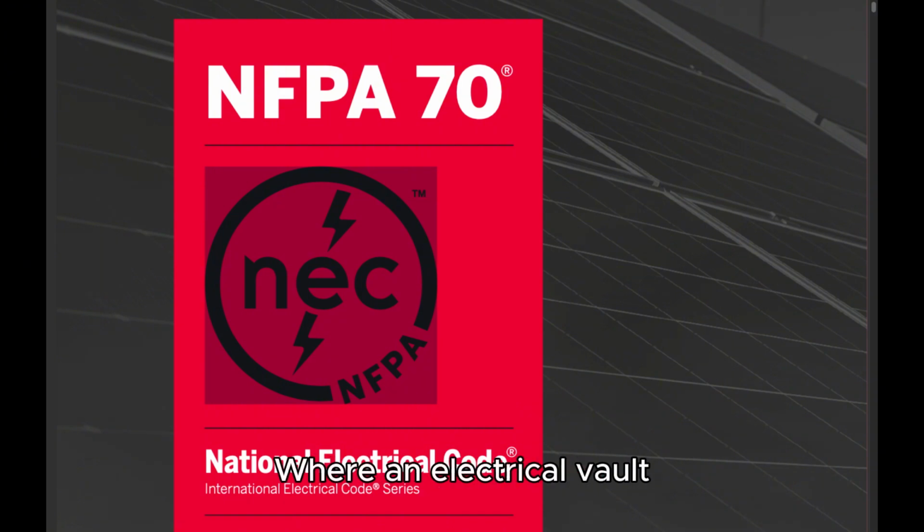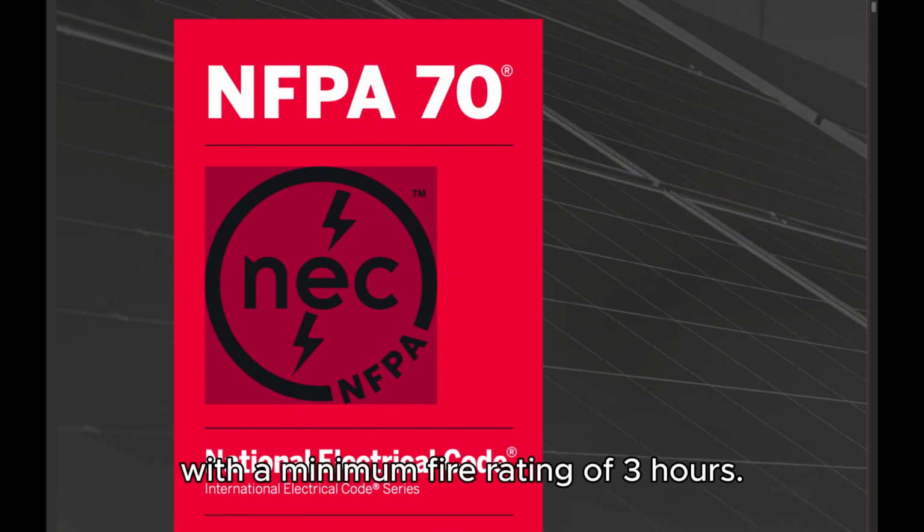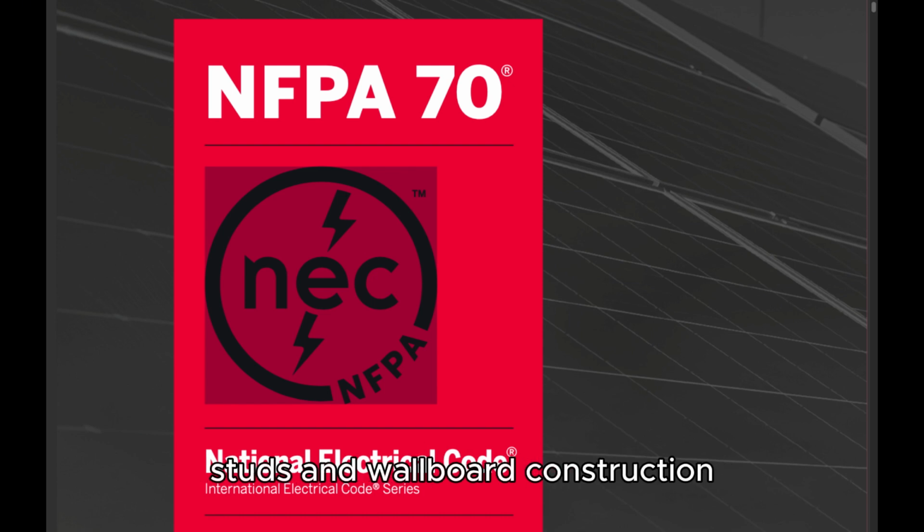Electrical vaults. Where an electrical vault is required or specified for conductors and equipment, 110.31(B)(1) through (5) shall apply. 1. Walls and roof. The walls and roof shall be constructed of materials that have adequate structural strength for the conditions, with a minimum fire rating of 3 hours. For the purpose of this section, studs and wallboard construction shall not be permitted.